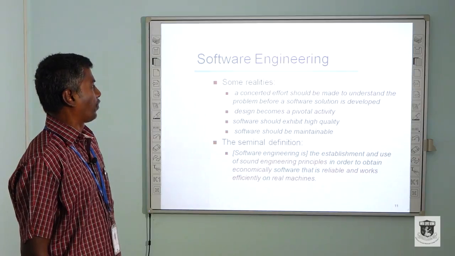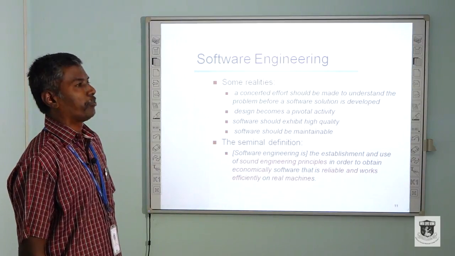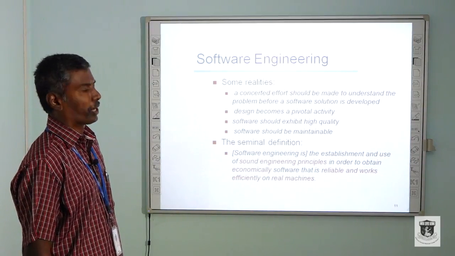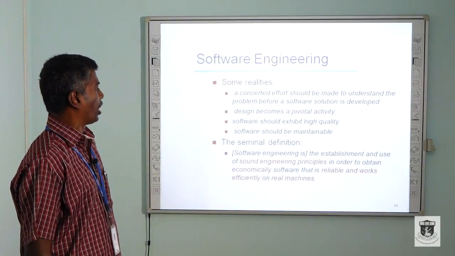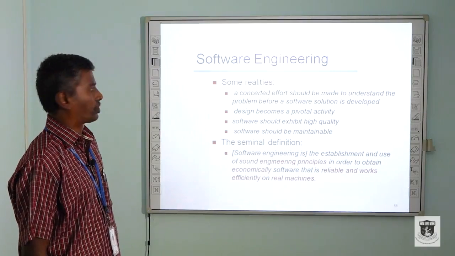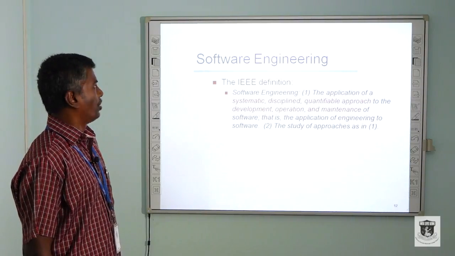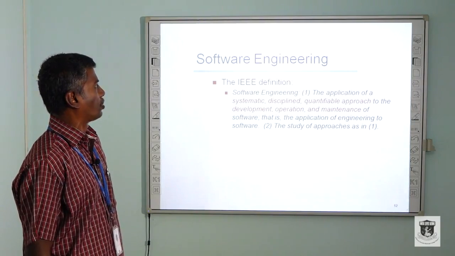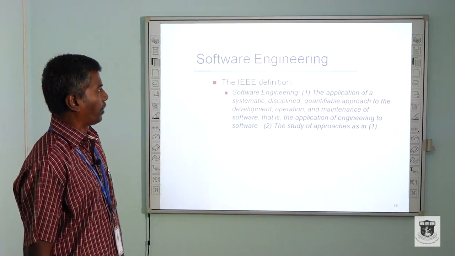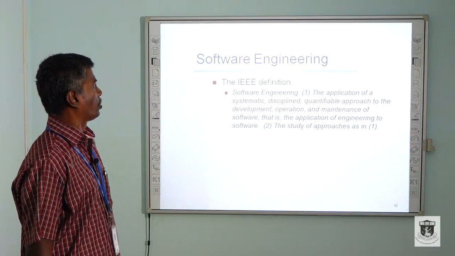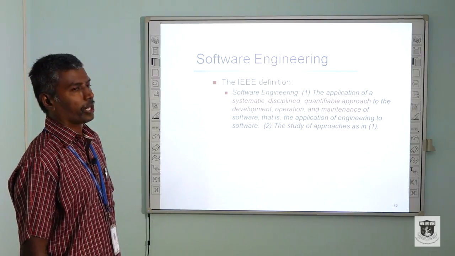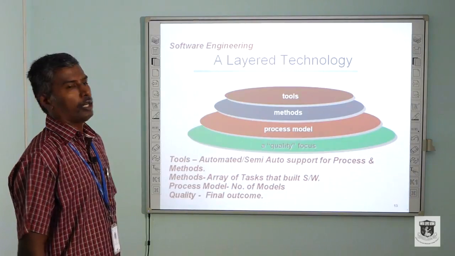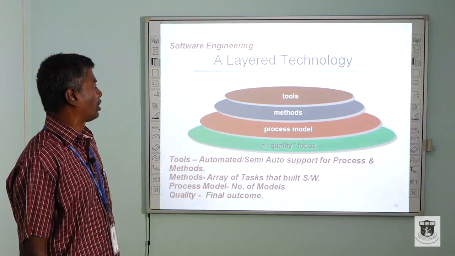The seminal definition of software engineering: it is the establishment and use of sound engineering principles in order to obtain economically software that is reliable and works efficiently on real machines. The IEEE, Institute of Electrical and Electronics Engineers, definition of software engineering: the application of a systematic, disciplined, quantifiable approach to the development, operation and maintenance of software, that is, the application of engineering to software, and the study of these approaches. So this is a layered technology which we are going to discuss in this topic.